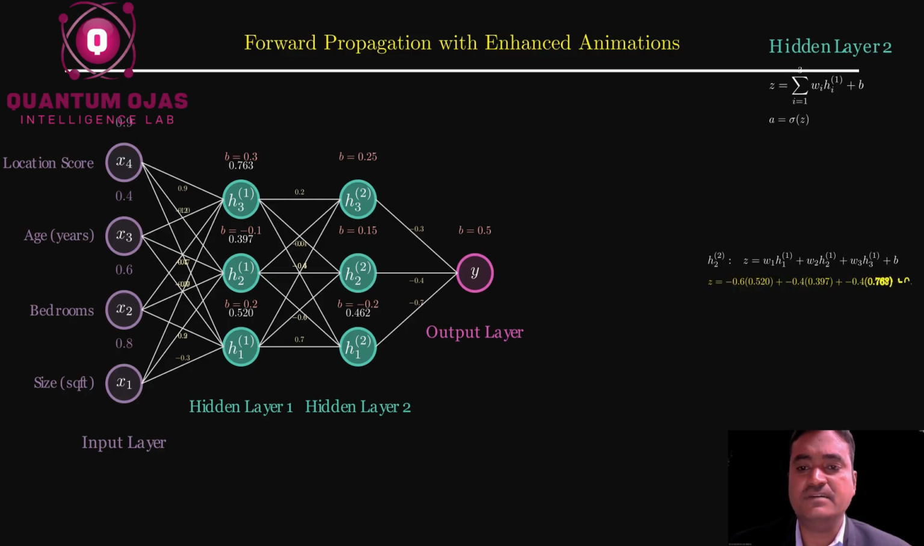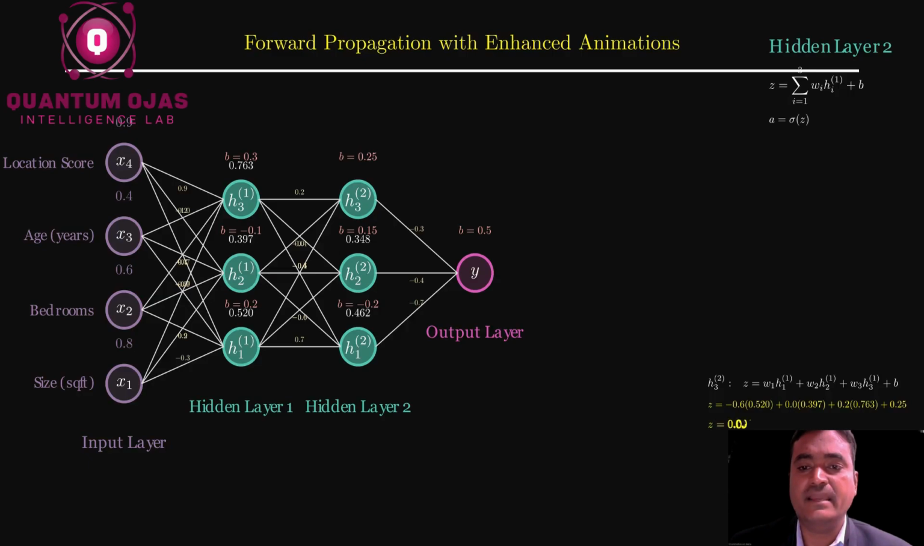Let us focus on the first neuron in the hidden layer. The detailed formula has been given: H1 z is equal to w1x1 plus w2x2 plus w3x3 plus w4x4 plus b, which is the bias. When we substitute the actual numbers, we get a final z value, which is z equals 0.789. Then applying the sigmoid activation function, a is equal to sigma of z, which is 0.789.